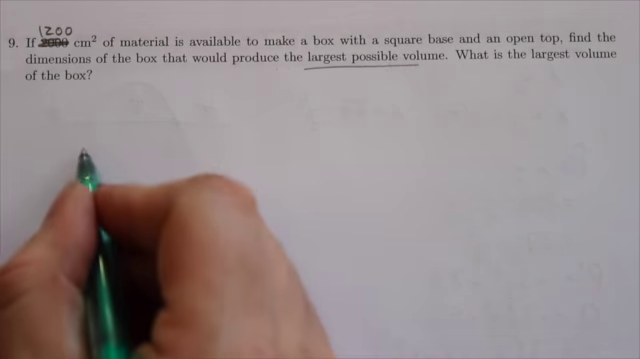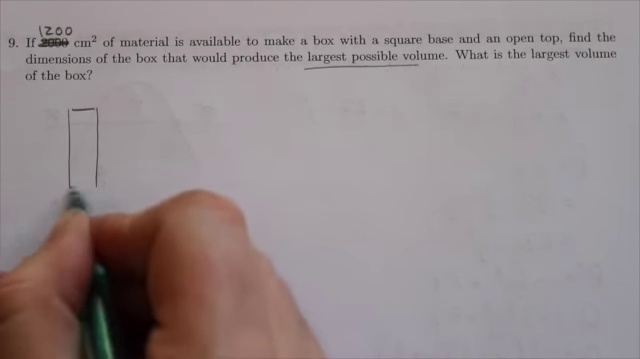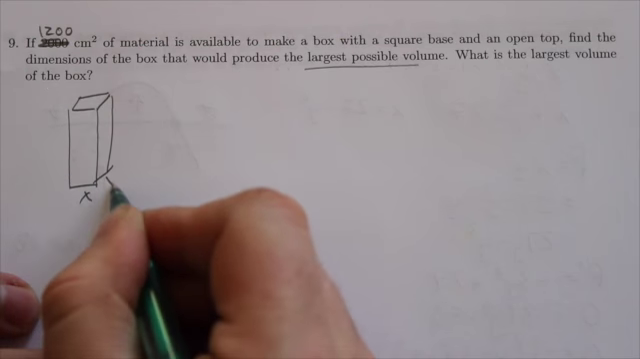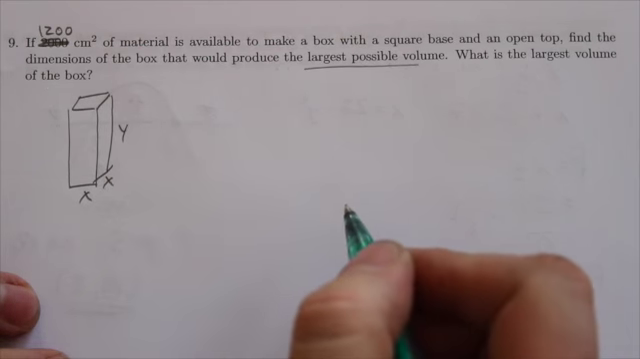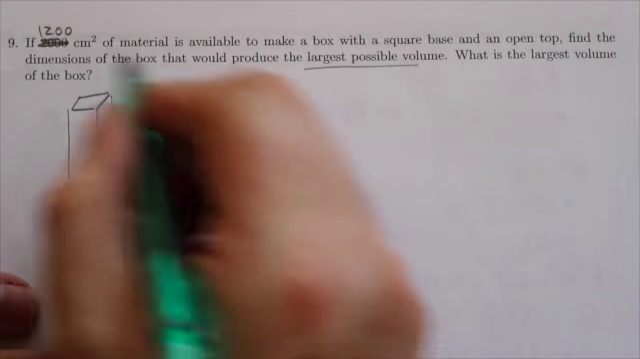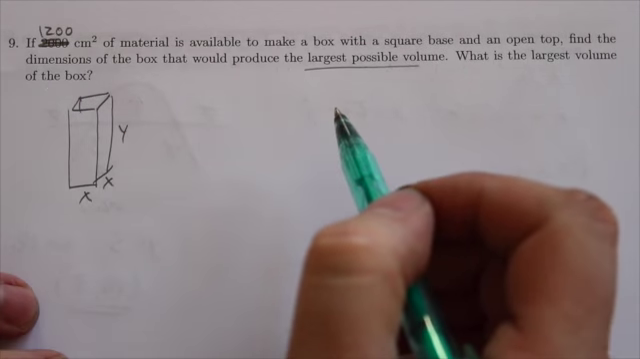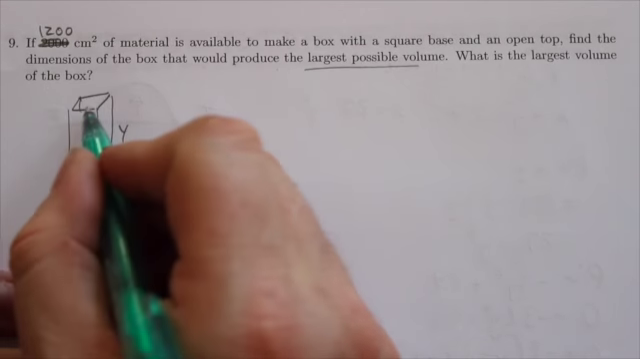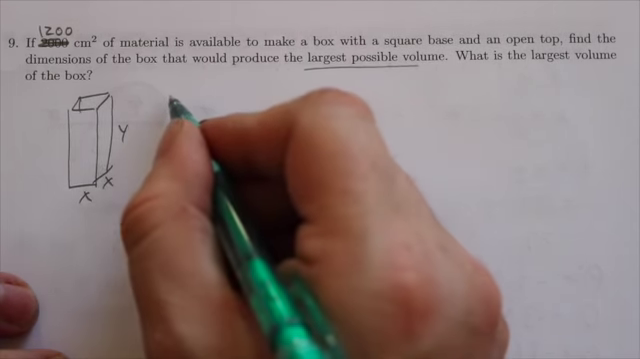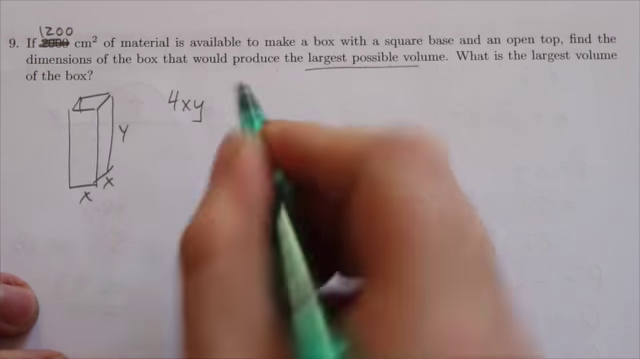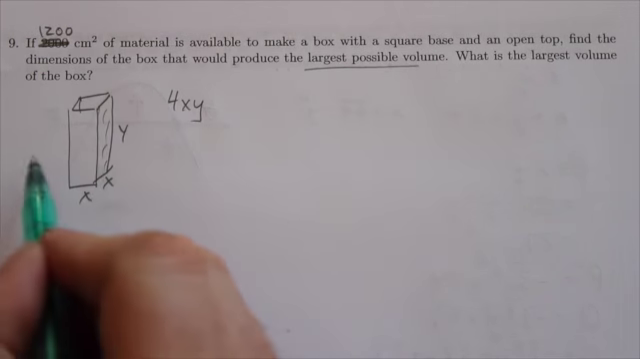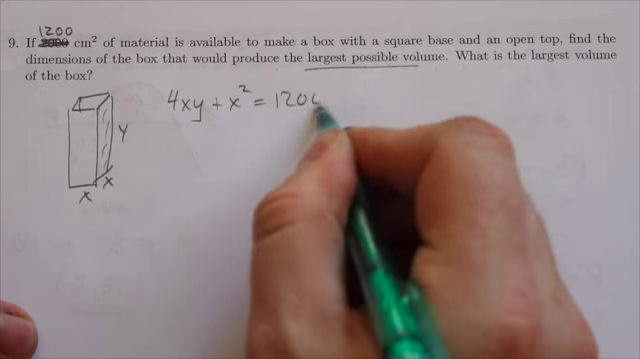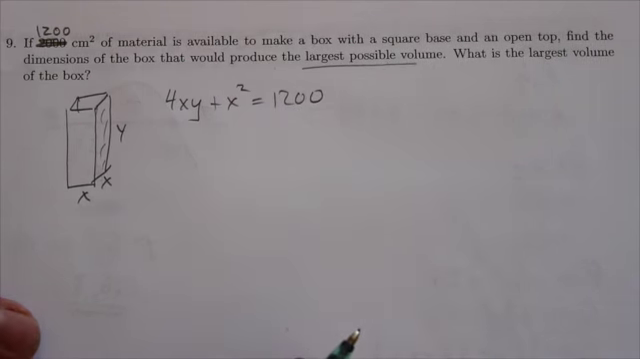Okay, so what we've got here is a box with a square bottom. So let's say that's x by x and the height is y. So I've got 1200 centimeters squared of material used to make that, which means that's the surface area. Now it's an open top box, but it's got a closed bottom. So I've got 4xy areas. Now that's the sides, there's 4 of them around, plus the base, x squared, is equal to 1200 centimeters squared.